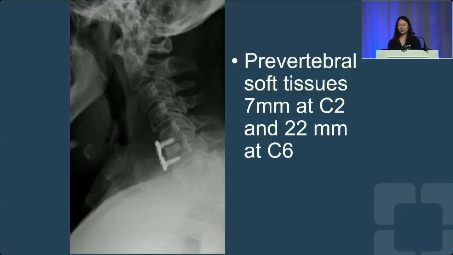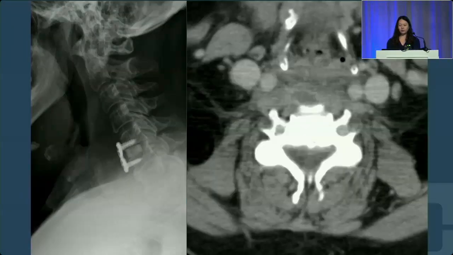Okay, so let's look at prevertebral soft tissues. Here's an X-ray of the C-spine, and what we can see here is there is really pretty extensive swelling or soft tissue thickening in the prevertebral soft tissues. And then if we look on CT, you can see that there is actually a prevertebral abscess there.